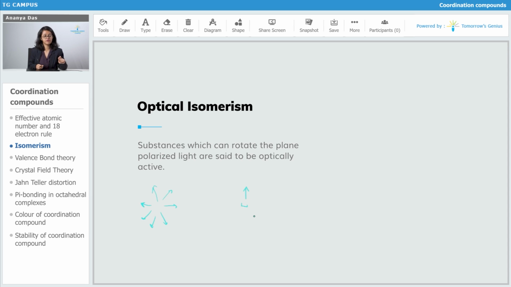be optically active. Like if you pass the plane polarized light through a complex and it rotates the plane polarized light towards this side, that complex will be optically active. If you pass the plane polarized light through a complex and the plane polarized light is rotated towards this side, then also that complex is said to be optically active. So this is the main criterion for classifying something as optically active. That is, it should rotate the plane polarized light.